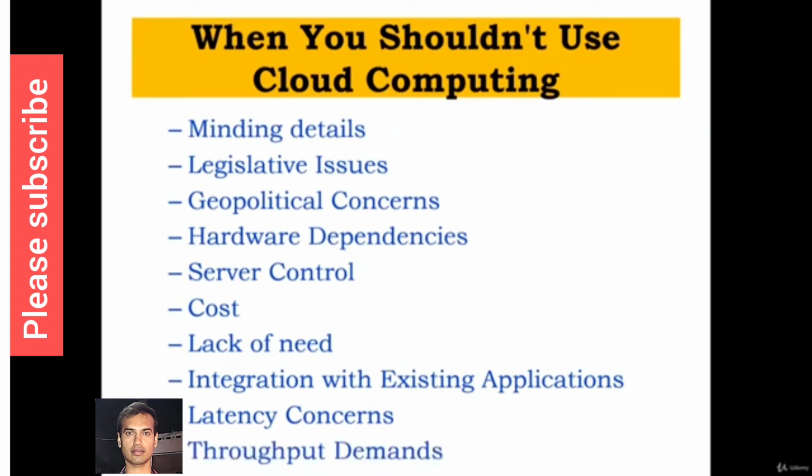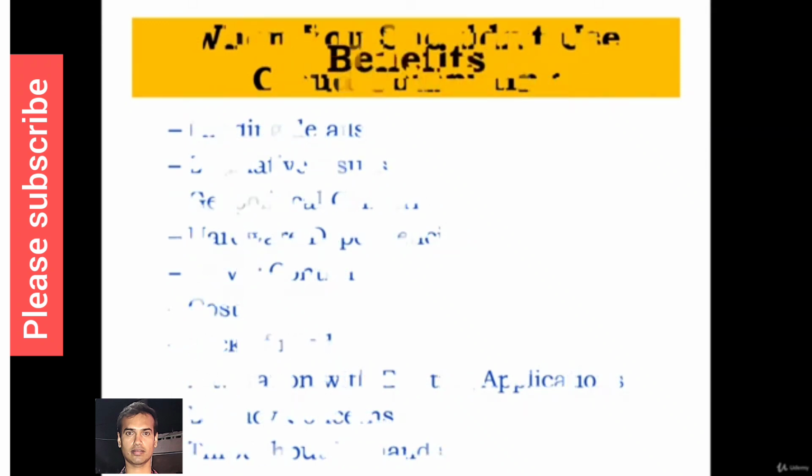And last is the throughput demands. Since cloud computing is generally built in a utility format, you pay for what you use. That's great and it seems fair until you deploy applications that use a lot of throughput and cost starts to rise. For instance, if you are streaming high definition video from 100 sources, your cost is going to spike sharply. So these are the factors where you should not use cloud computing.